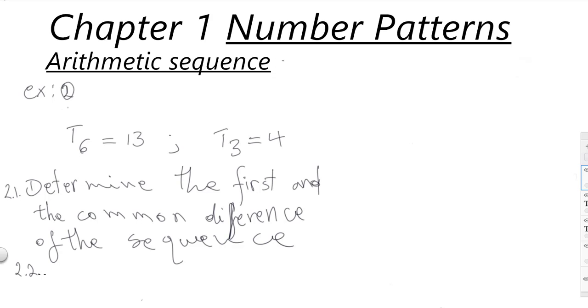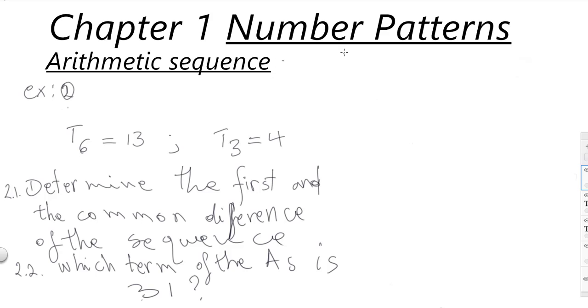Now 2.2, they can say which term of the arithmetic sequence is 31. So how are we going to solve this? This will be very simple.